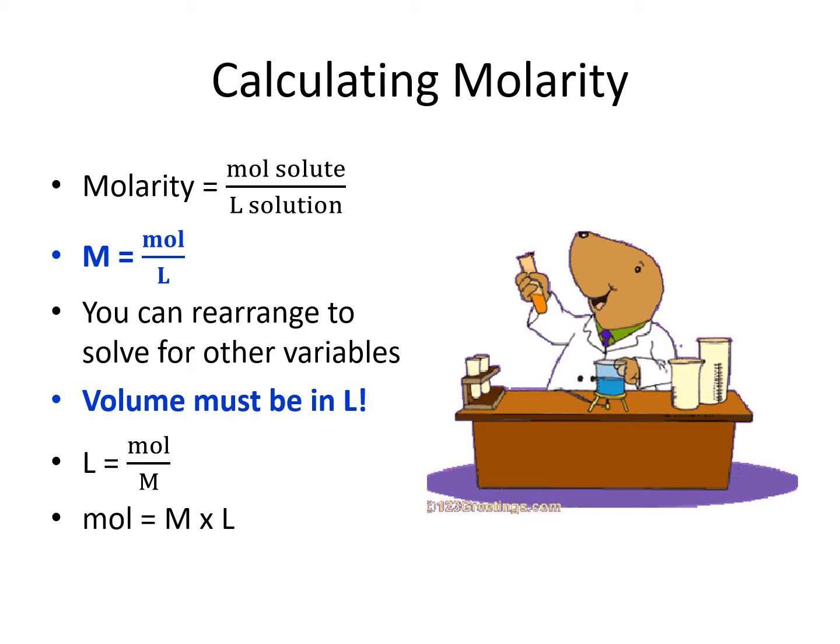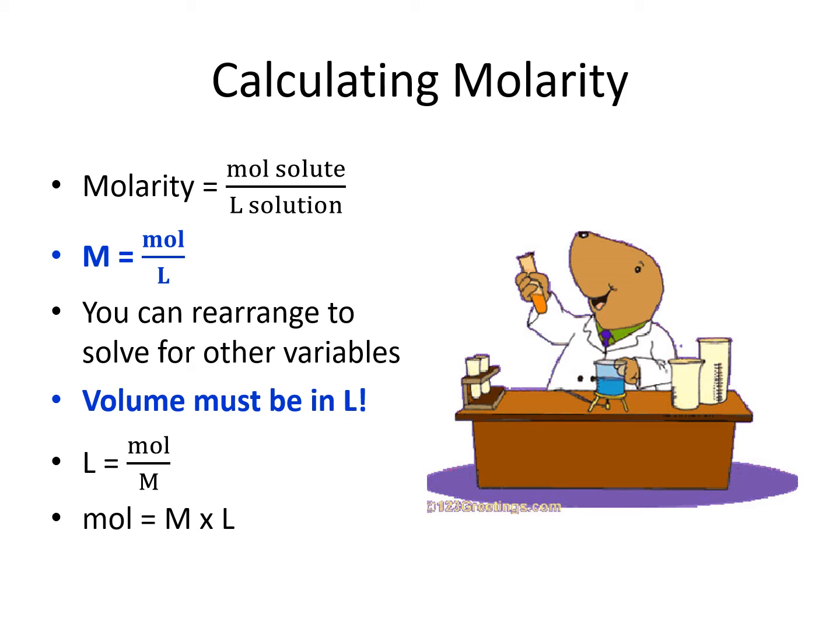We can also solve for either moles or liters by rearranging our molarity equation. As we do this, our volume must still be in liters. You cannot use microliters or milliliters with any arrangement of this equation. You can only use liters because the definition of molarity is based on liters of solution.